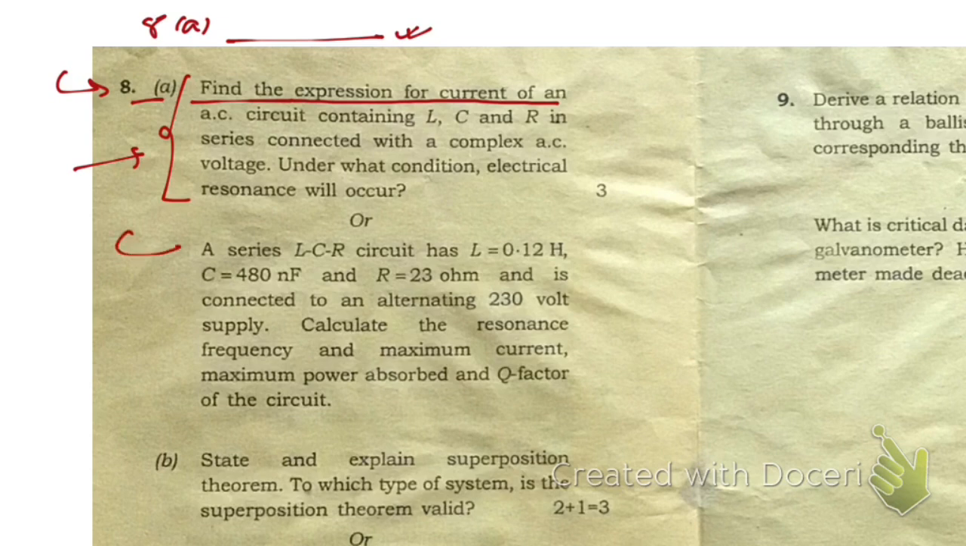So now let's solve this numerical. We have an LCR circuit, and inductance is 0.12 Henry, capacitance 480 nanofarad and resistance 23 ohm, connected to an AC voltage supply of 230. Calculate the resonance frequency, maximum current, maximum power absorbed and Q factor. Those things are to be calculated. So let me write the given information first.